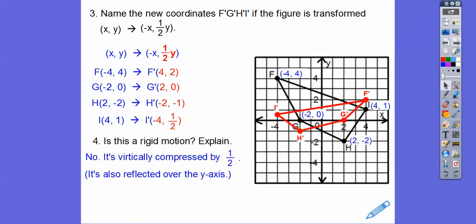In fact, if we graphed it, you'll see that it's not only vertically compressed, but it's reflected over the y-axis. Okay, so can you see this original figure being flipped over? And it's half as big right there. So it's being flipped over and half as big. Okay, all right, let's go ahead and get started with the next piece right here.